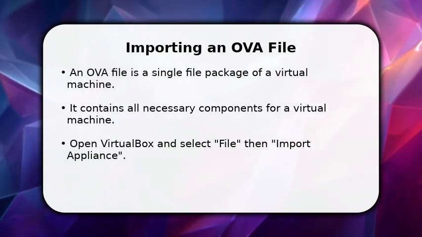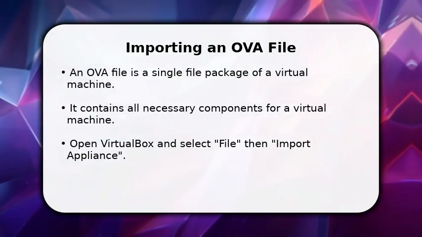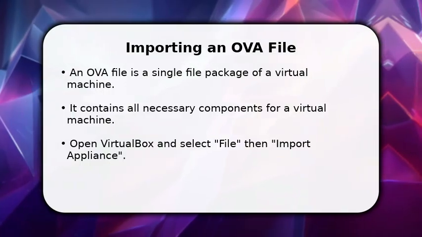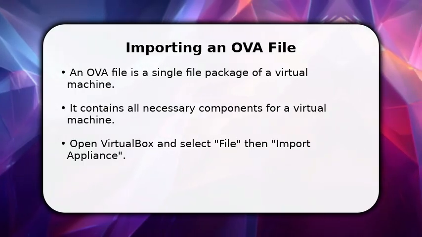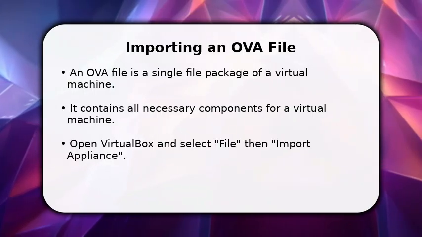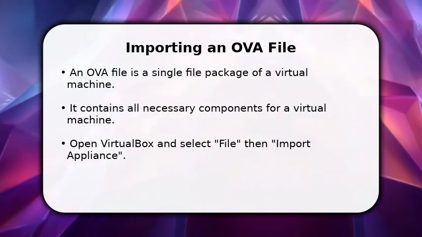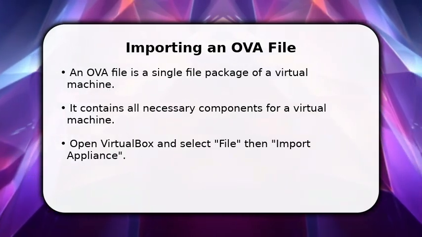In this video, I will explain how to use an OVA file in VirtualBox. First, launch VirtualBox on your computer. Navigate to the File menu located at the top left of the application window. From the drop-down options, select Import Appliance. This action will open a new wizard, guiding you through the process of bringing your virtual machine into VirtualBox.